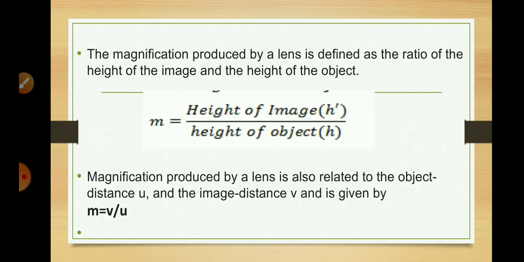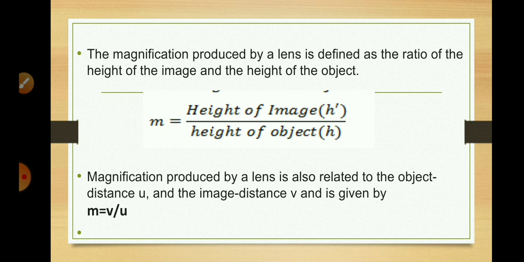Next is magnification. The magnification produced by a lens is the ratio of height of image and height of object. It is represented by letter m. If h is height of object, then h' is the height of image. Magnification produced by lens is also related to object distance u and image distance v. So we can also write the formula, that is m = v/u.